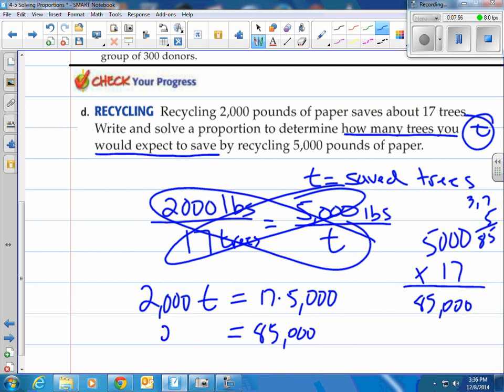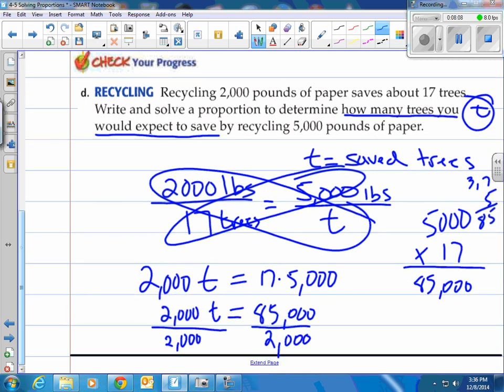That's equal to 200 times T. So now we'll divide both sides by the 200 to get T by itself, because that's what we're looking for. And when you do that, the 200s go away, and then we just have to take 85,000 divided by 2,000, which is the same as taking 85 divided by 2. When you take 85 divided by 2, it's going to be 42.5 trees saved. There you go.